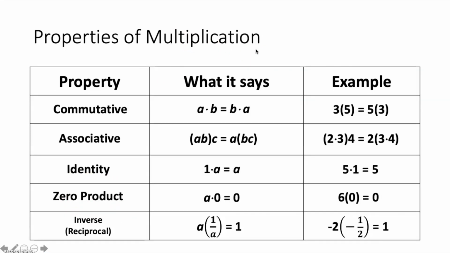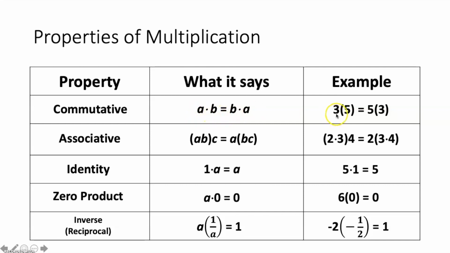Now let's talk about some properties of multiplication. So the first property of multiplication, again, we start with the commutative property, which says if you have two numbers being multiplied together, a times b, it's exactly the same as if you were to flip those two numbers, b times a. You should get the same answer either way because the commutative property allows you to change the order in which you multiply things together as long as it's all multiplication.